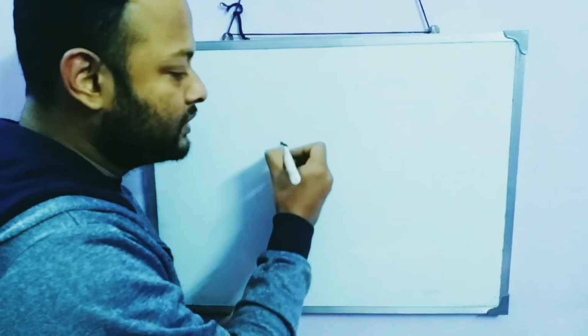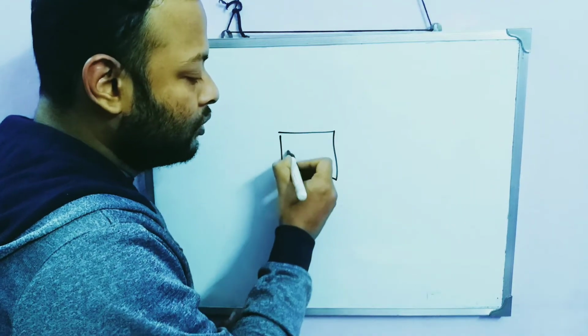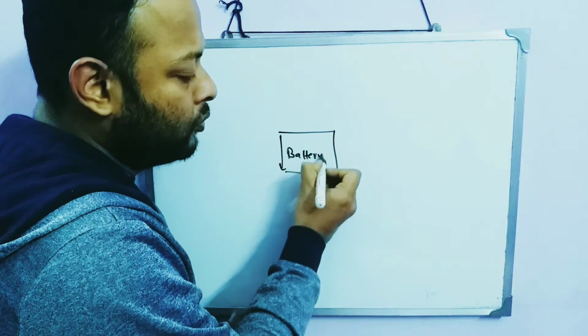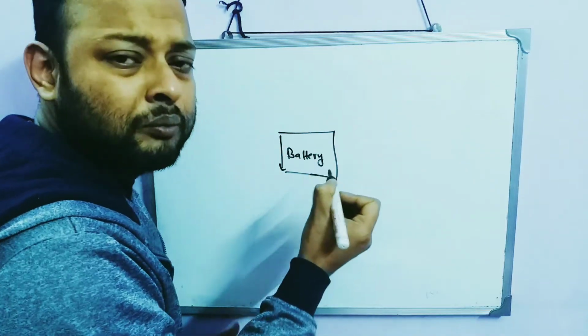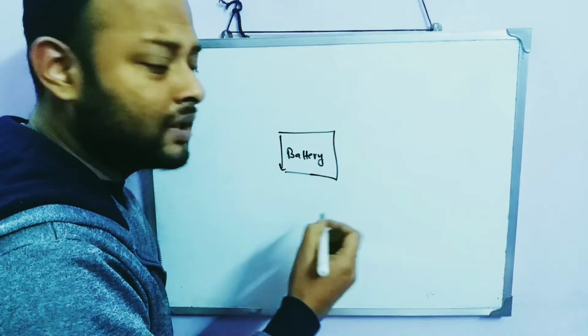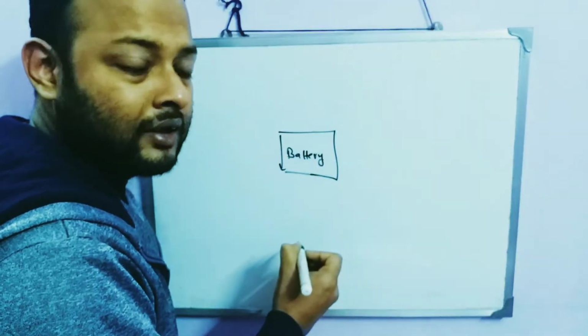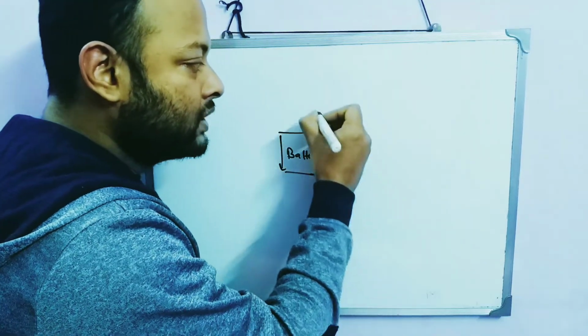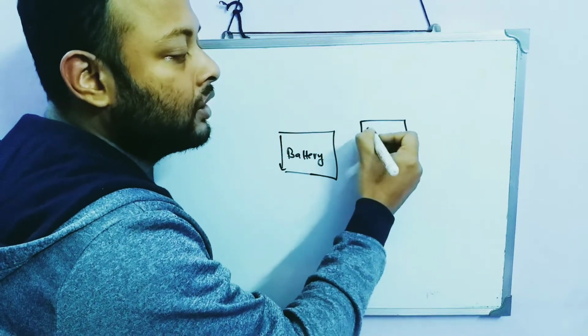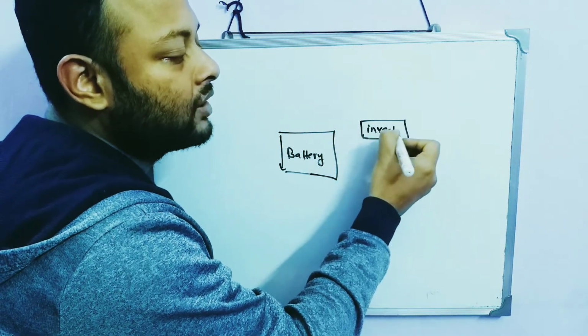In your house, if you have seen, there is a battery which is manufactured by a company called Exide. So this is the battery, and after that you will see there is a small box. This small box is the inverter.